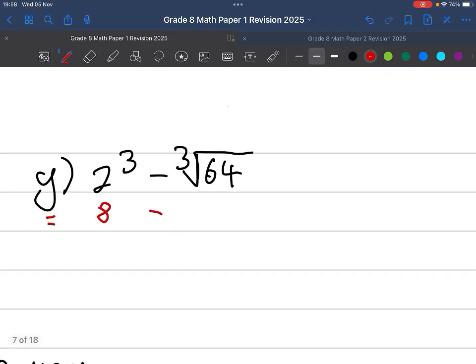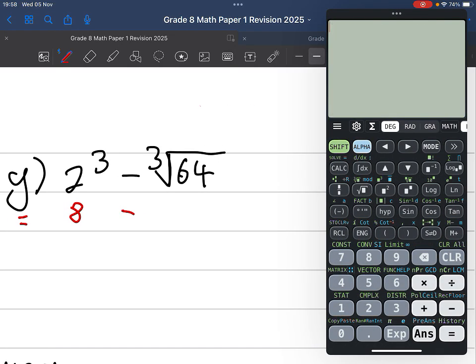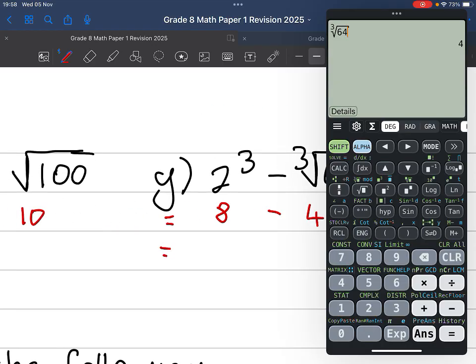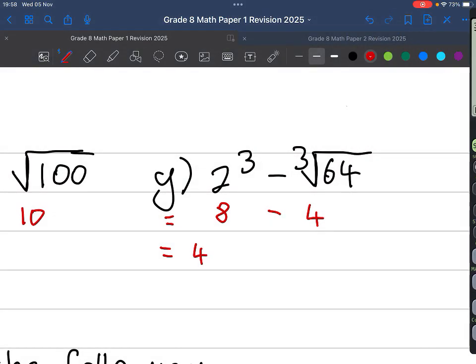Minus the cube root of 64. So this is some number times itself 3 times. So 4 times 4 times 4 gives you 64. So the cube root of 64 is 4. And 8 minus 4 is 4.